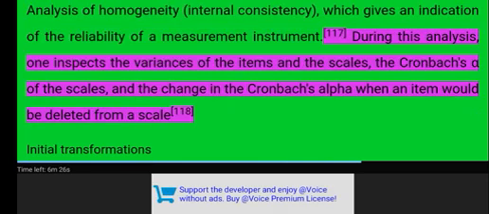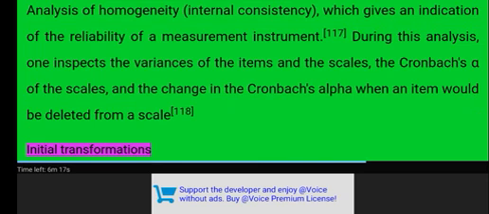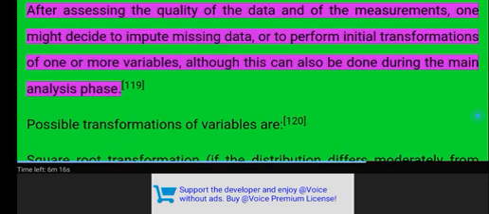During this analysis, one inspects the variances of the items in the scales, the Cronbach's alpha of the scales, and the change in the Cronbach's alpha when an item would be deleted from a scale. Initial transformations. After assessing the quality of the data and of the measurements, one might decide to impute missing data, or to perform initial transformations of one or more variables, although this can also be done during the main analysis phase.